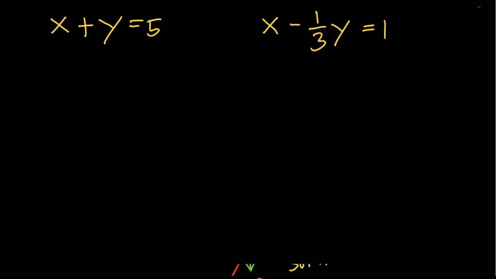Okay, for number 5, given the sum of x and y is 5. So it says sum, so you add x and y, so x plus y is equal to 5. And the difference of x and 1/3 of y. So x minus 1/3 of y is 1. So that's how you write that.